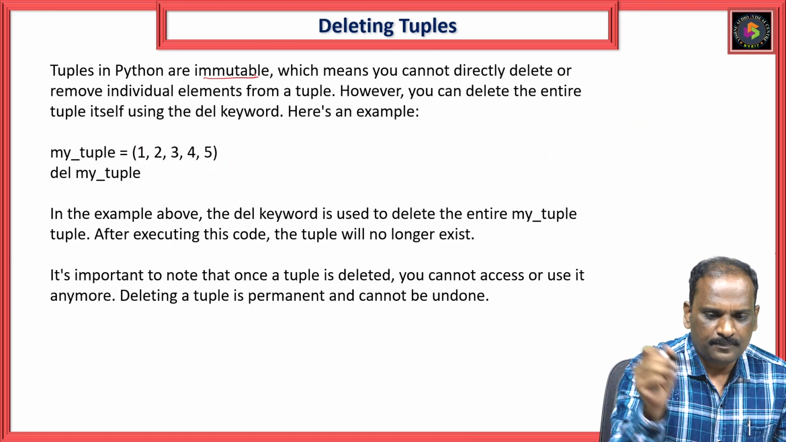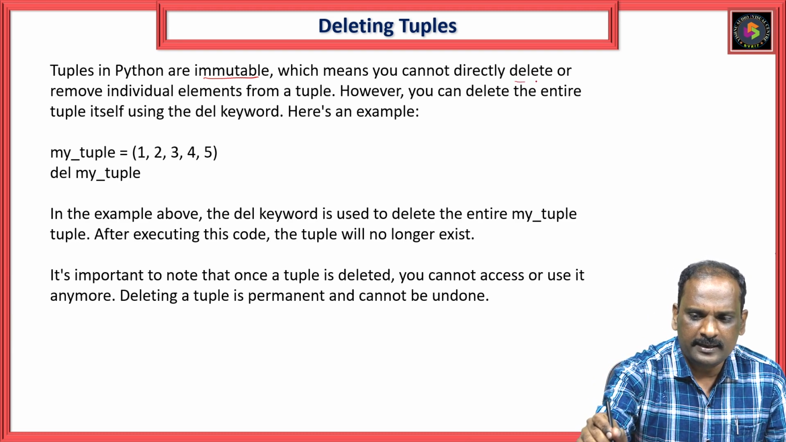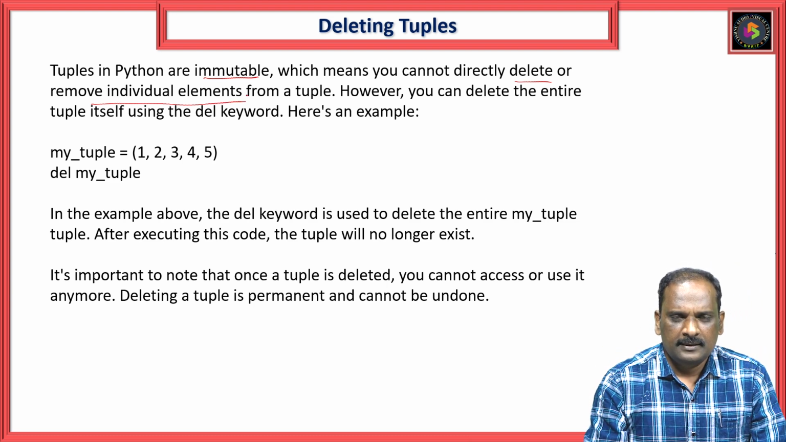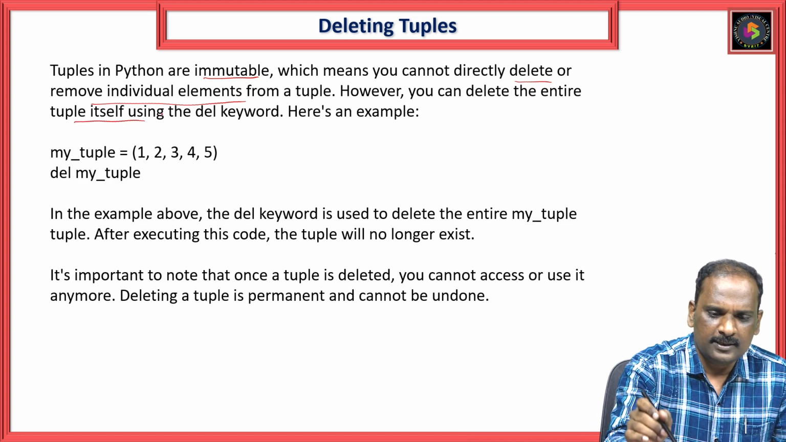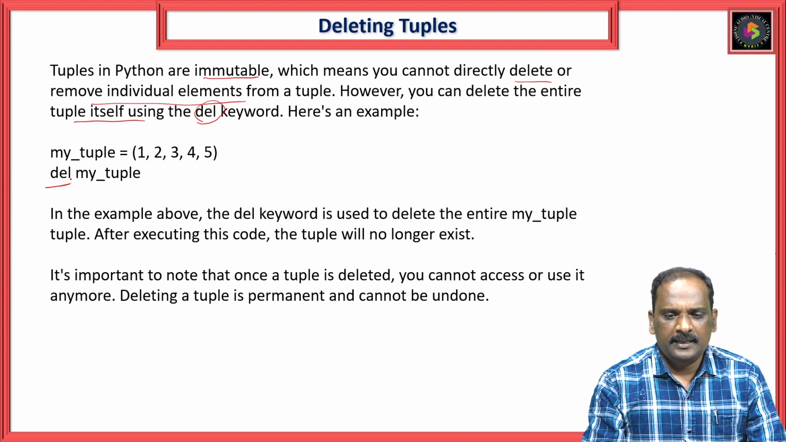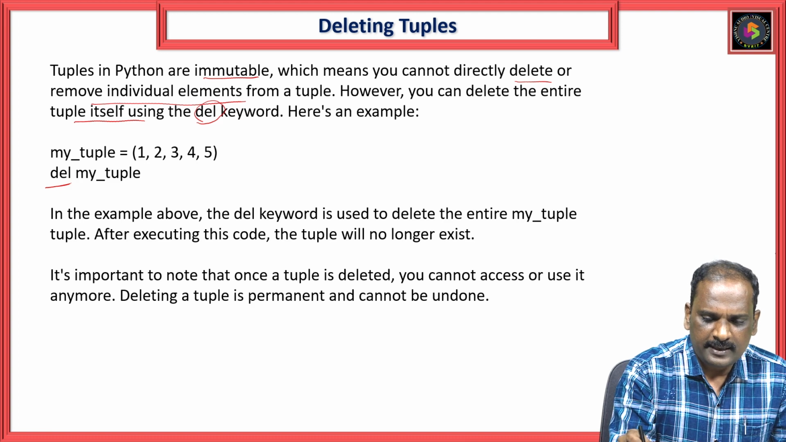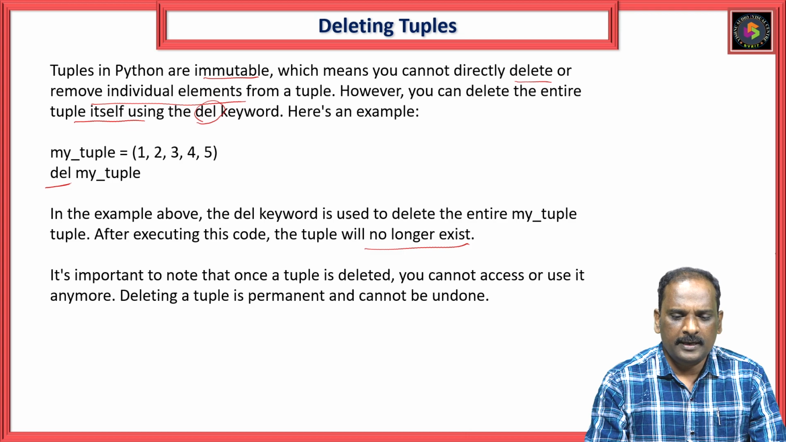Since a tuple is immutable, we cannot directly delete or remove individual elements from a tuple. Because it is immutable, we cannot remove or delete the elements. However, we can delete the entire tuple using the del keyword. When we delete the entire tuple, the tuple no longer exists in the memory.